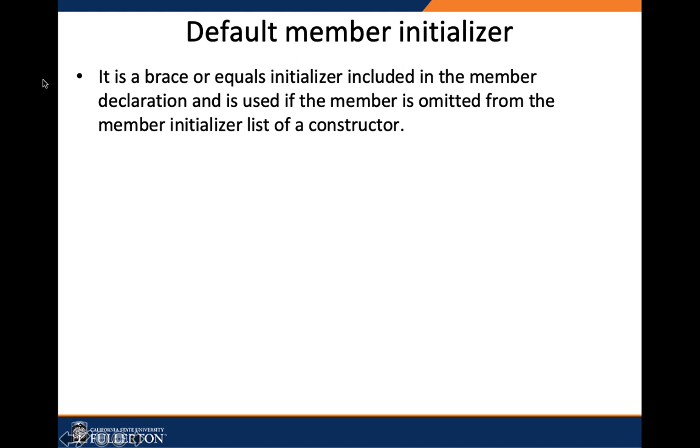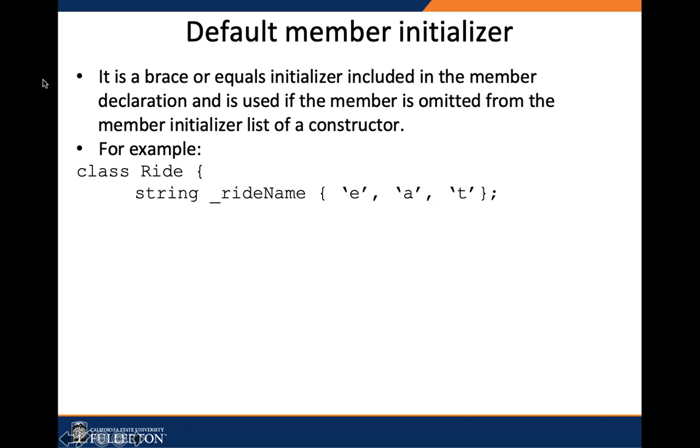A default member initializer is a brace or equals initializer included in the member declaration and is used if the member is omitted from the member initialization list of a constructor. For example, for the class write, we have a data member write name, and it's initialized with 3 characters, E, A, and T.